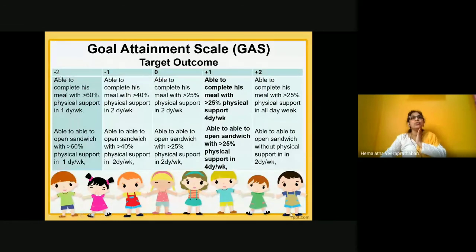I don't know if you are aware of it. The 0 is the expected outcome. The -1 is a minimal outcome, less than the expected. -2 is very minimal, less than the expected. +1 is more than the expected outcome. +2 is much more than the expected outcome. So the variables we used are the percentage of completing the feeding process by 60%, 40%, 25% requires assistance, whereas here 60% in -2, 40% in -1, and 25%.